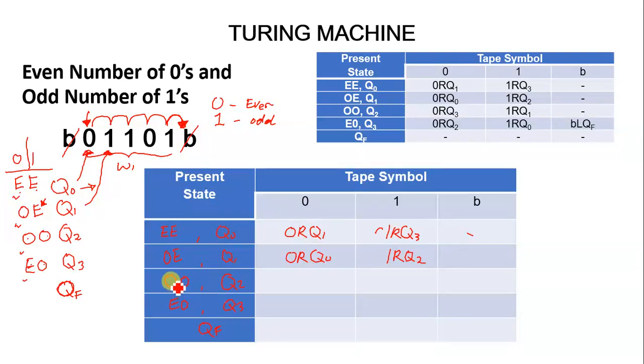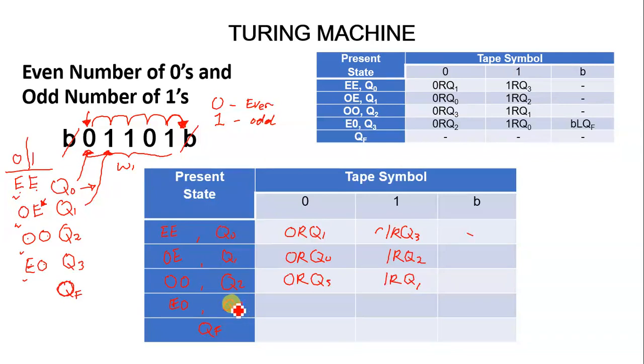At this state, if we read 0, the odd number of 0s will change to an even number of 0s. So read 0, move right, and we will move to Q3, because this O will change to E, and so on.